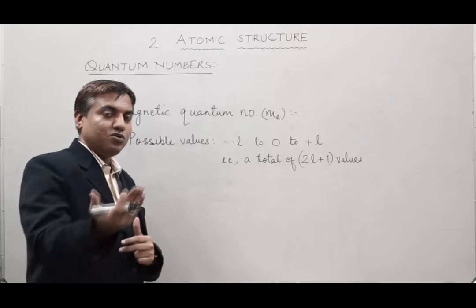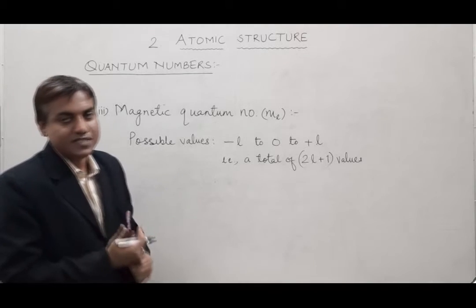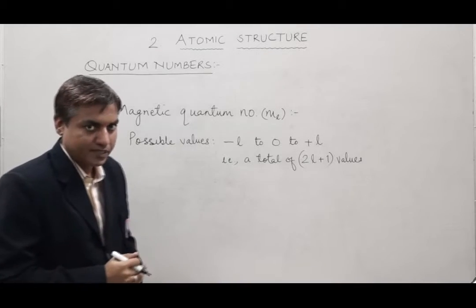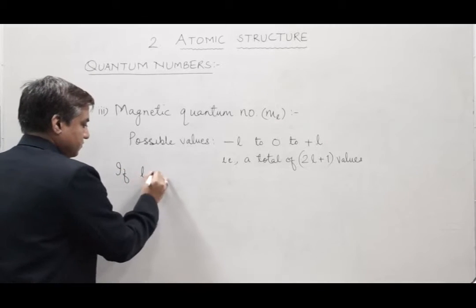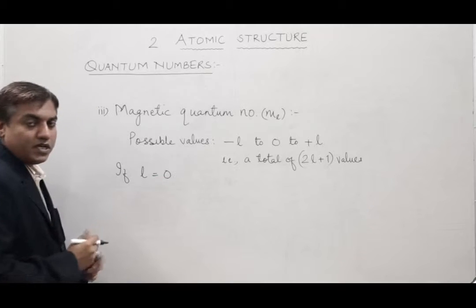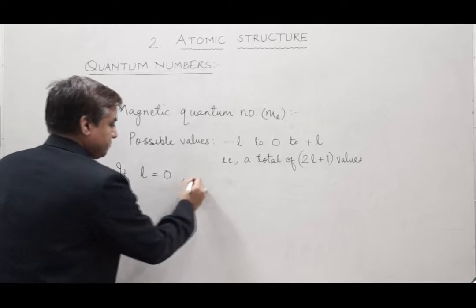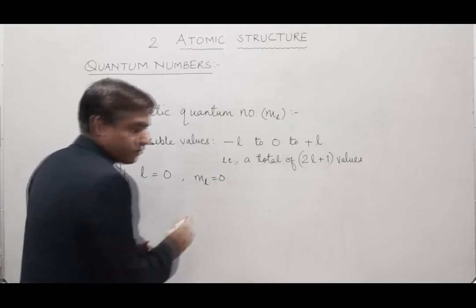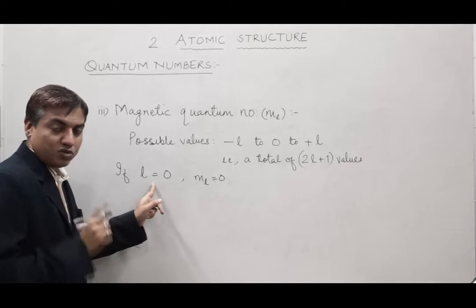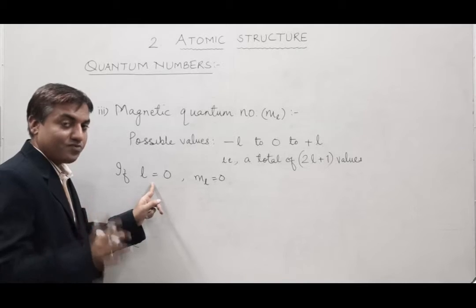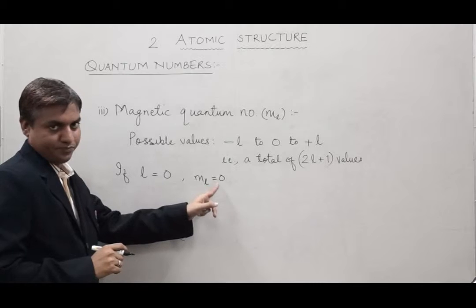Now let us see how its relation with the azimuthal quantum number can give us some insight into different types of orbitals. First example: if l is equal to 0, what can be the possible value of ml? We can expect only one value, right? So when l is equal to 0, the orbital is the s orbital, and for the s orbital, the magnetic quantum number will have only one value, that is 0.